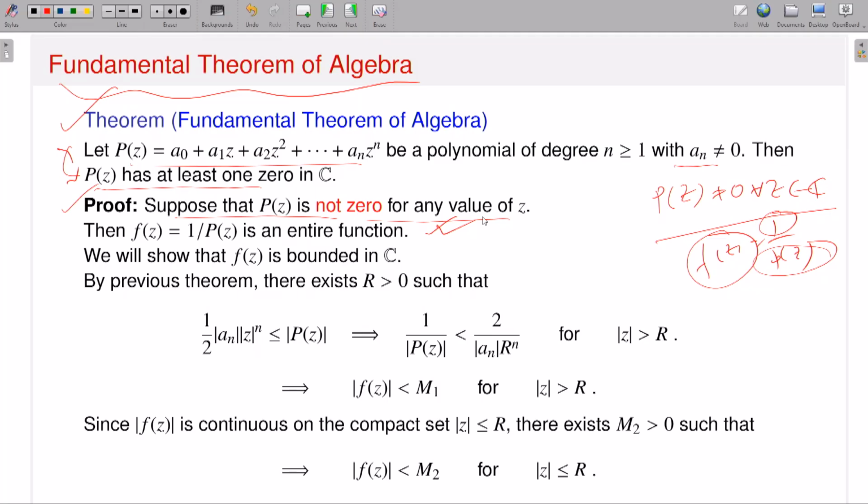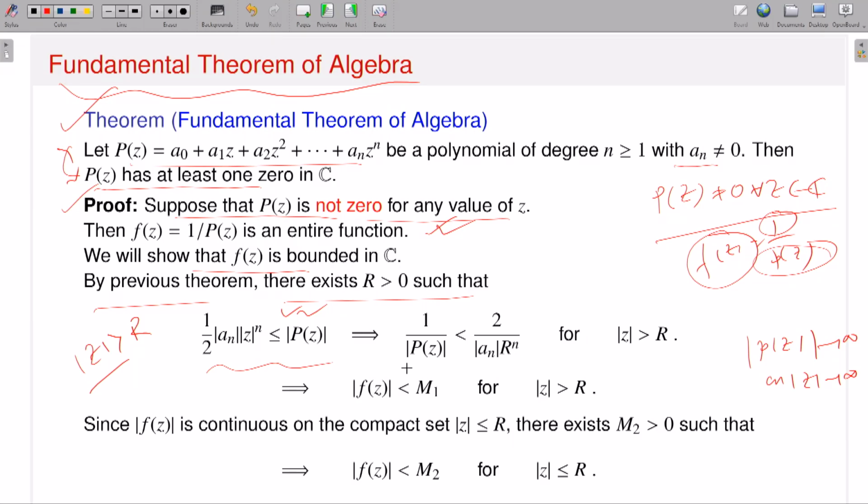And for that, in my earlier slides, I have proved something. What is that? If p is a polynomial of degree n, then modulus of p(z) blows up. That means it approaches infinity as mod z approaches infinity. Then what does it mean? I need to show that f(z) is bounded. What should I do? By the previous theorem, there exists an R such that, for all mod z greater than R, modulus of p(z) is dominated by half times mod a_n times mod z to the power n.